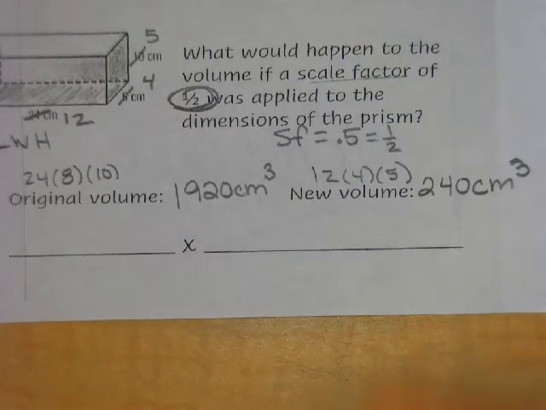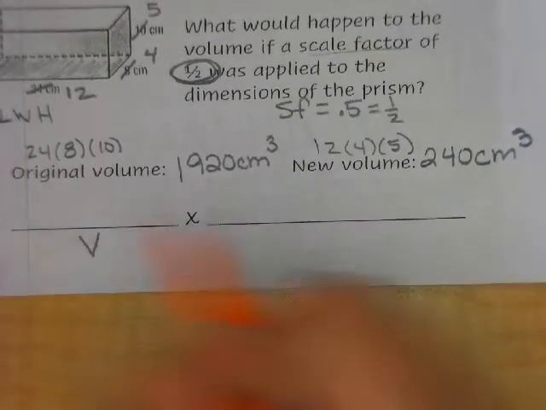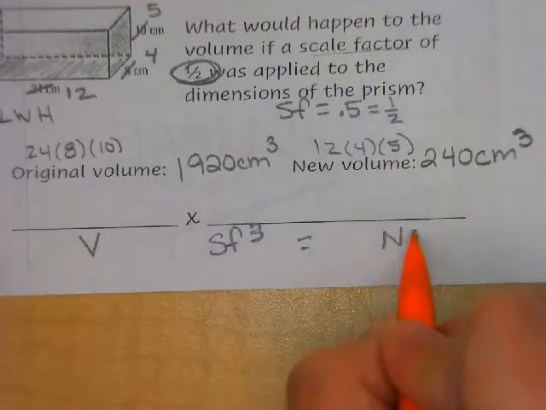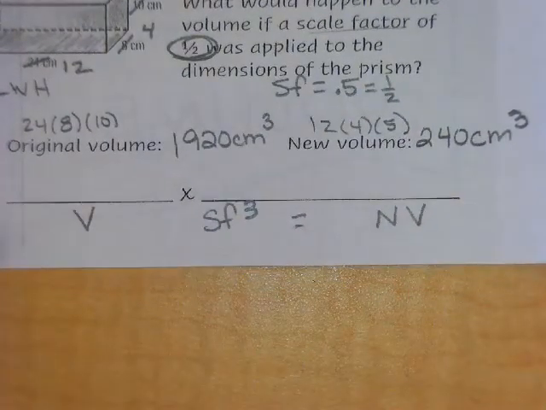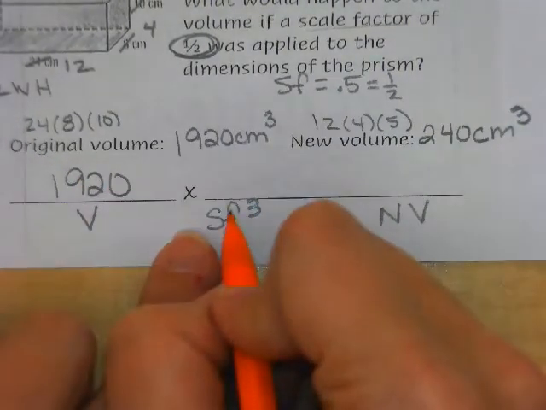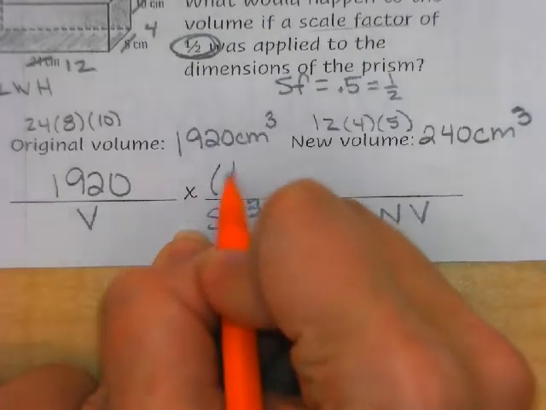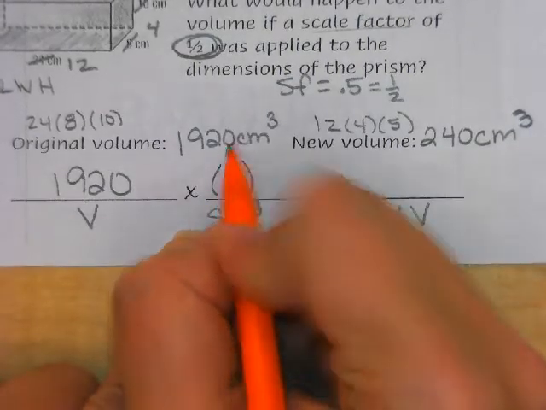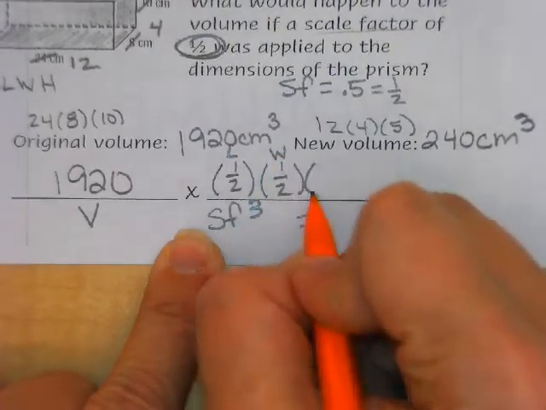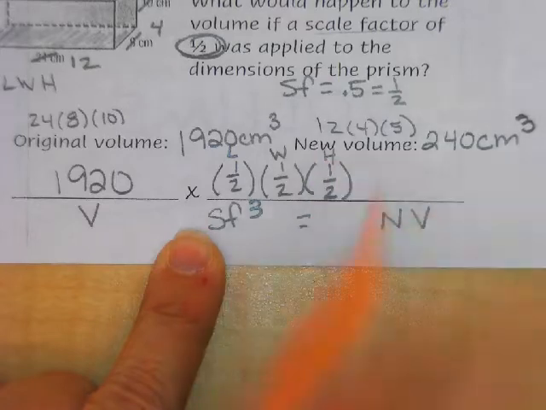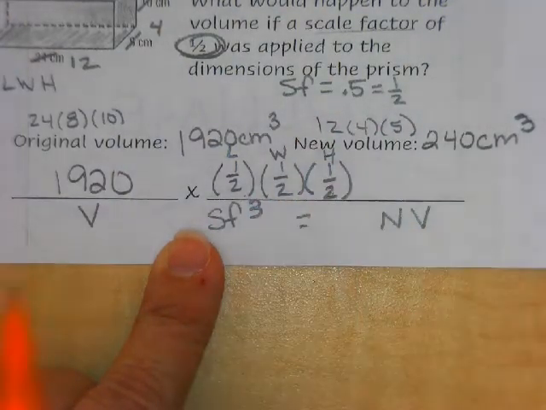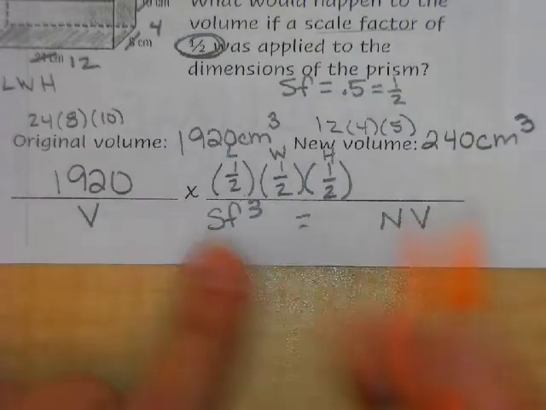Now, what was our formula a minute ago? Volume times scale factor cubed equals new volume. So what was our original volume? 1920. Now, my scale factor cubed, so I'm going to say cut it in half for my length. That's what I did for my length. I'm going to cut it in half for my width, and I'm going to cut it in half for my height. Do you see why it's cubed? So we have 3 dimensions that we are applying that scale factor to. So we have to apply the scale factor 3 times.